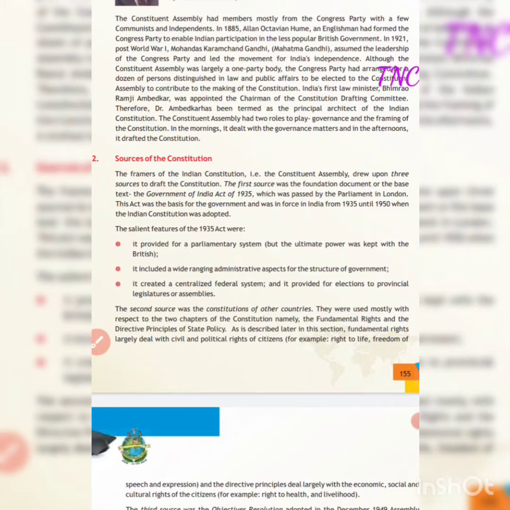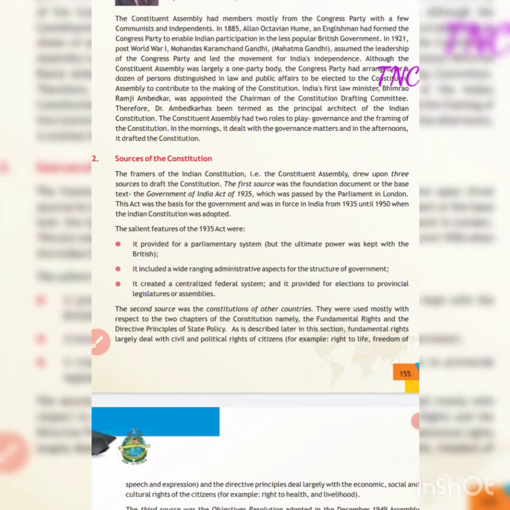The framers of the Indian constitution, that is the Constituent Assembly, drew upon three sources to draft the constitution. The first source was the foundation document or the base text, the Government of India Act of 1935, which was passed by Parliament in London. That means it was a British Parliament Act.